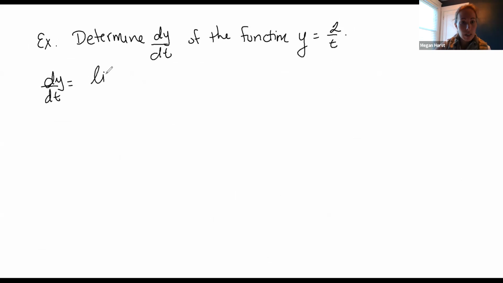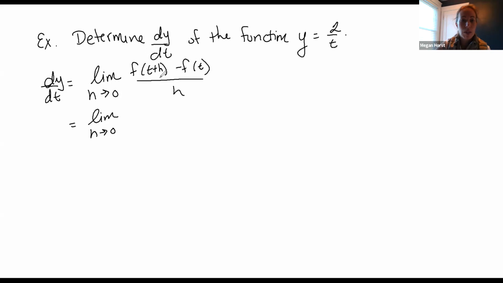equals the limit as h goes to 0 of f of t plus h subtract f of t, all over h. I'm going to sub in this t plus h for t over here. So I'm going to have 2 over t plus h, subtract my original function, 2 over t, all over h. And this is why we did all that practice simplifying limits algebraically, because we need to be able to take the derivative, and the derivative is not always going to be pretty.